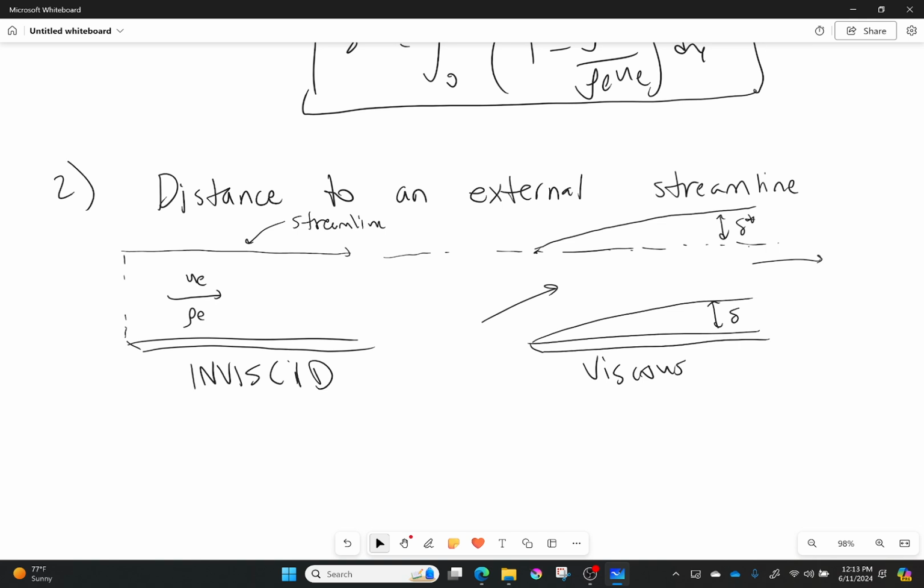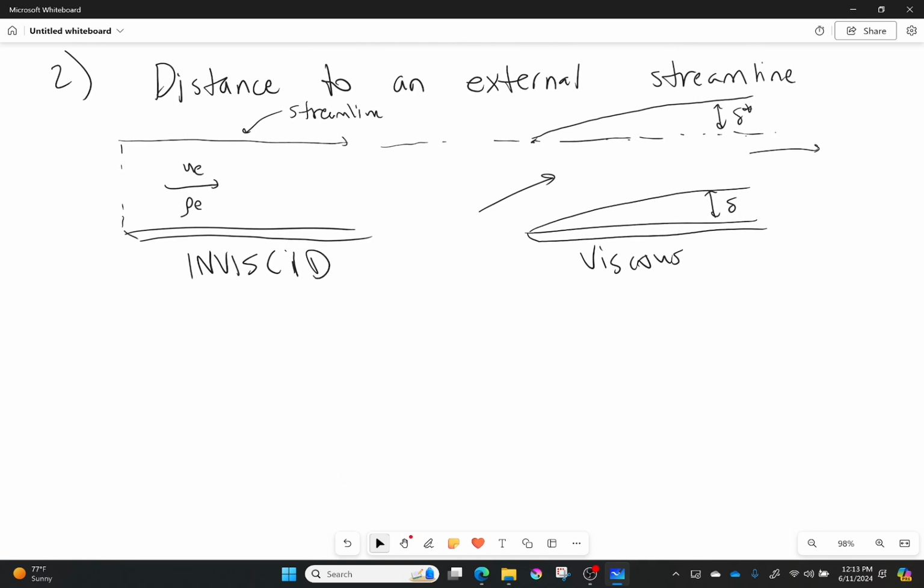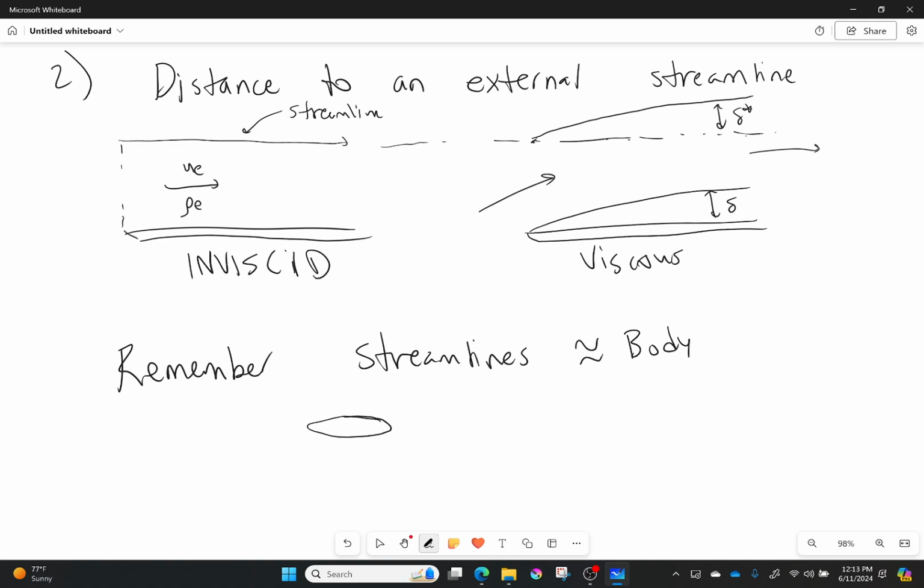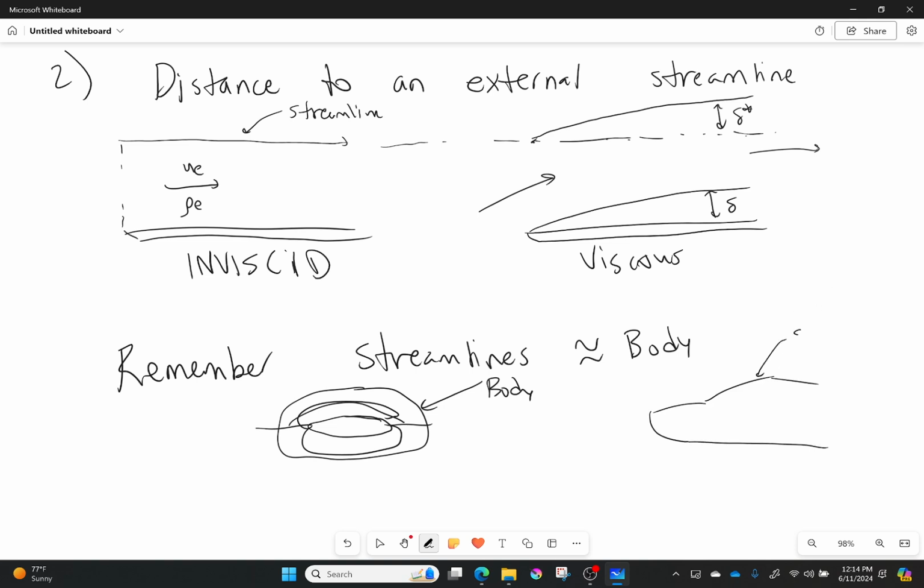Now, how do I use this? Well, remember that streamlines are effectively how we define the body of our aircraft. So when we were talking a long time ago about Rankine ovals and all that stuff, we would say, well, there is some streamline that is the body. Okay? And you might say, okay, if I'm modeling my aircraft, I would just pick the streamline that matches the surface.